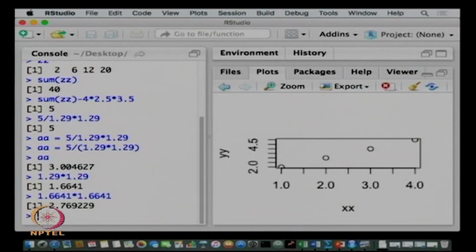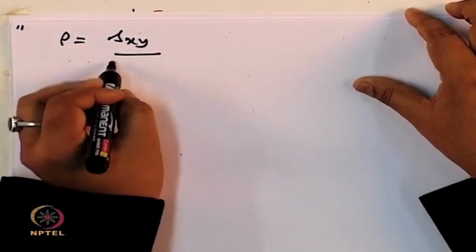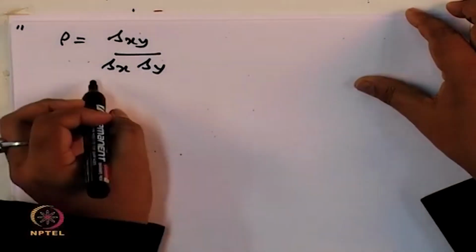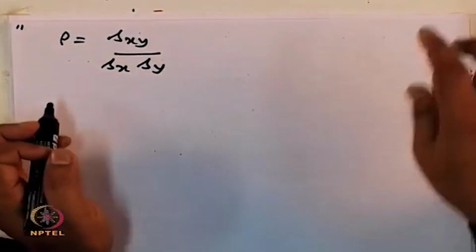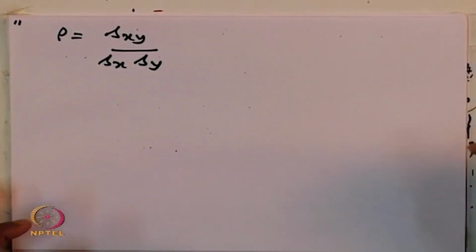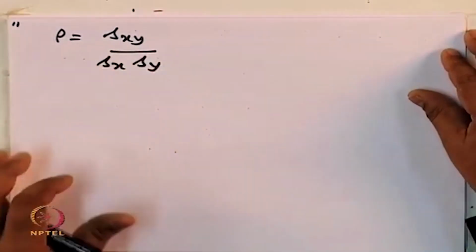Okay. Now, let us say one thing. My correlation coefficient rho is defined by Sxy by Sx into Sy. So, what is the minimum value of rho possible and what is the maximum value of rho possible? We reasoned that this value should be between minus 1 and 1. Okay. So, let us see if that is true.